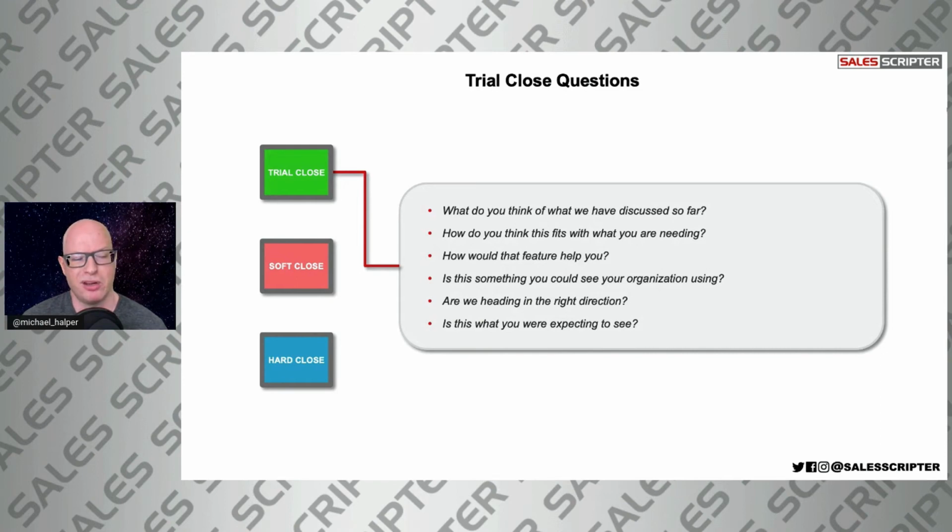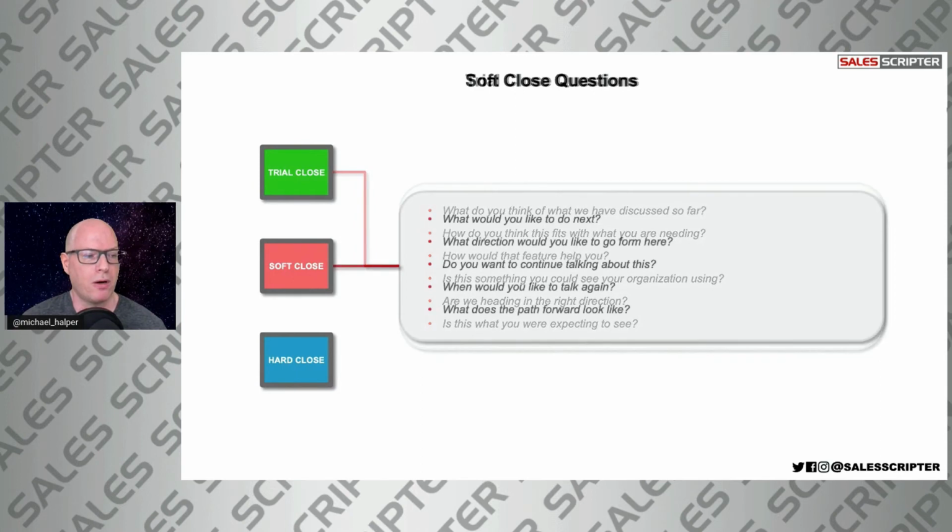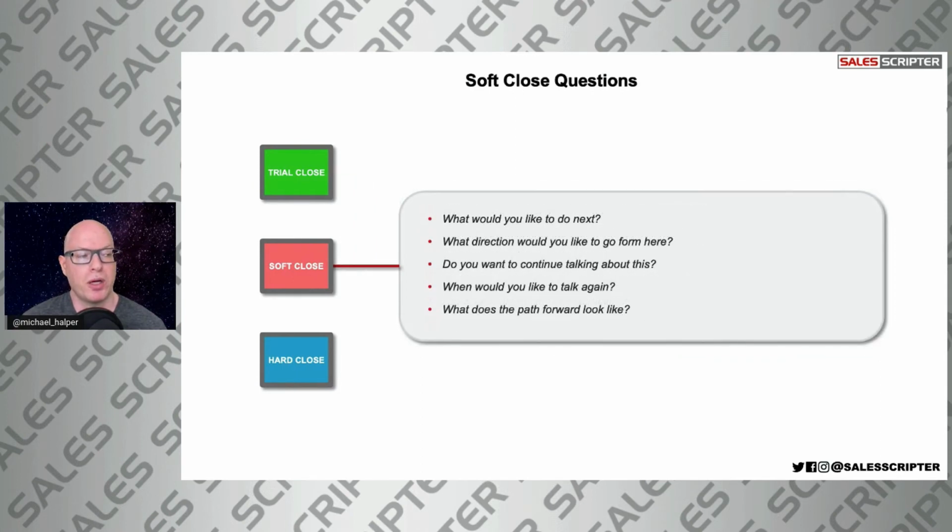In every conversation, you can check in to say, are we going in the right direction? Is this looking good so far? So then you could ask some soft closing questions. What do you want to do next? What direction do you want to go from here? Do you want to continue talking about this? When would you like to meet again? What does the path forward look like for you? So those are very soft, consultative closing questions.